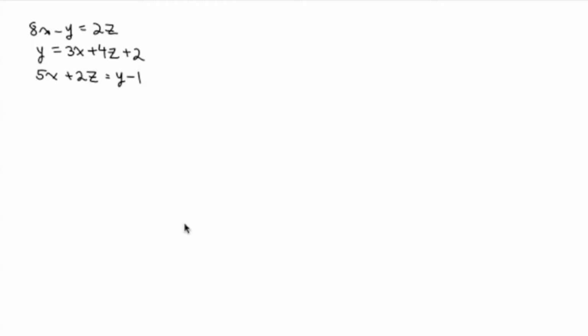So, what's the first thing I need to do to this problem? Get all the variables on one side. Get all the variables on one side for each equation. So let's see here. This would be 8x minus y. If you move the 2z across, remember to change its sign. And it's equal to 0.